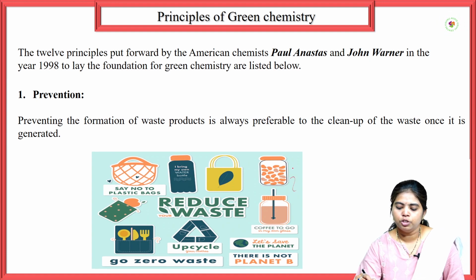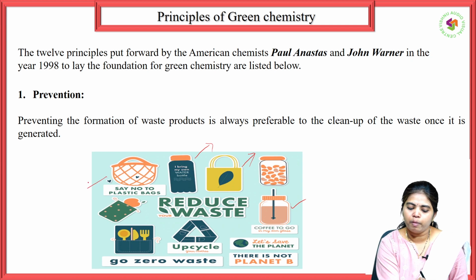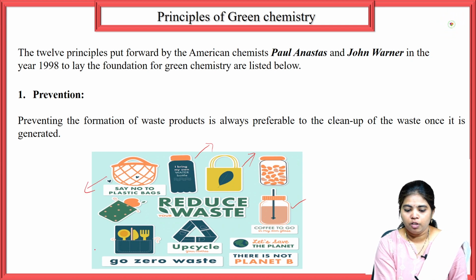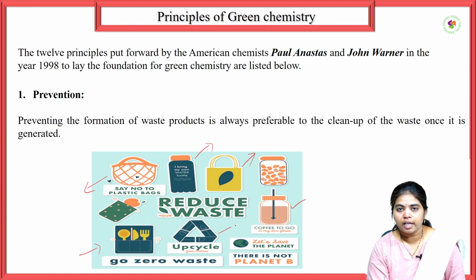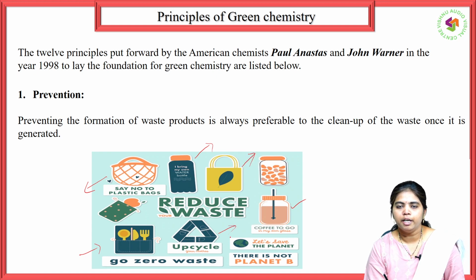In this picture, if you see, coffee to go in my own glass, using my own container, bringing my own water bottle, carrying my own bag or cloth bag. Say no to plastic bags. Most of the cutlery we can eliminate from restaurants, and upcycle your own clothes. Clothes that are manufactured are used for a year or five months or six months or two months, and then they are thrown away. This can be eliminated by upcycling your own clothes. Here we have to go for zero waste, and there is no planet B.